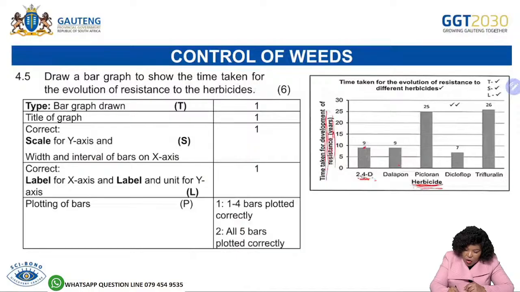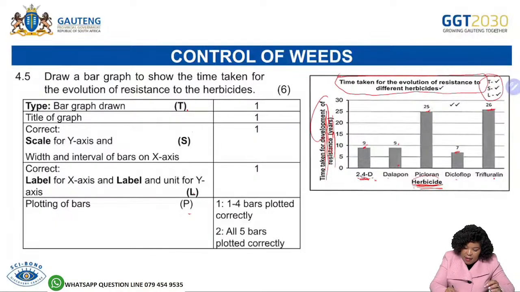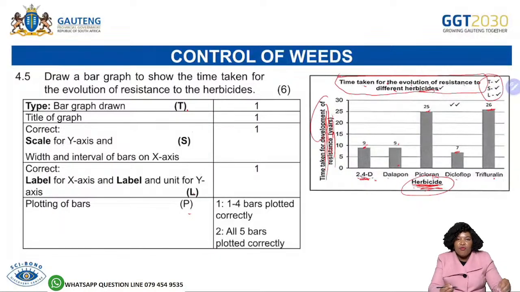Then here you have your different types of herbicides and the time it took each weed to grow resistant to these. Remember, when you draw a graph, write the criteria for yourself to check if you have put everything in the graph that is required for you to get the mark. And the heading of the graph is also important because it needs to have both these variables. So time taken for the evolution of resistance to different types of herbicides. So you see you have time and you have herbicides here. Then when you read the graph, you will get the full information.